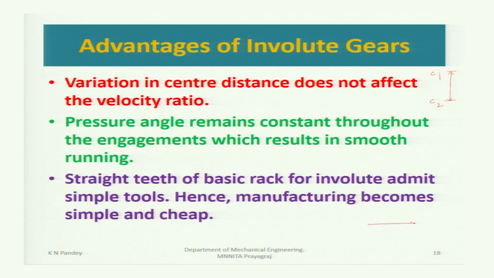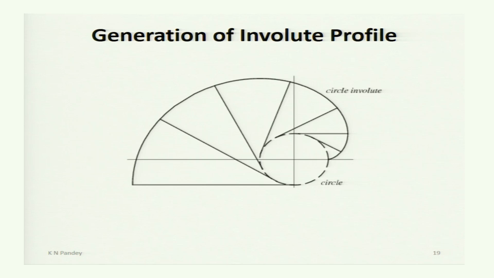Straight teeth of the basic rack for involute admit single tools, hence manufacturing becomes simple and cheap. That means the rack has an involute profile, and with the help of this type of tool, which is a simple basic rack, the involute tooth profile can be cut on a blank, so manufacturing becomes simple and cheap.